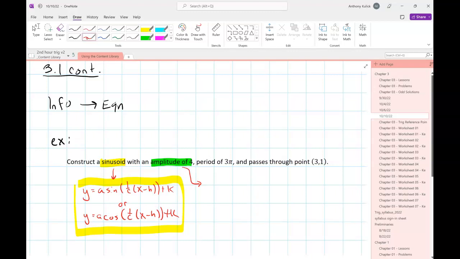So when it tells you the amplitude is 4, what does that tell you? What information is that telling you about? Distance from the midline, yeah, that's true. But what coefficient? A, C, H, or K? Yeah, it's telling us that the absolute value of A is 4, so we know that A is 4 or negative 4.